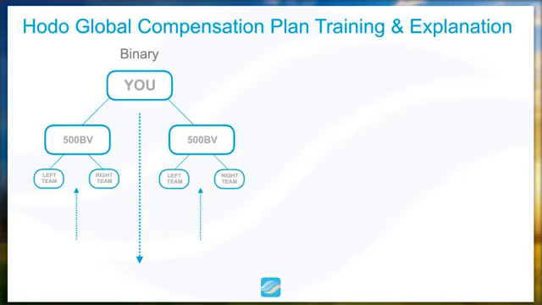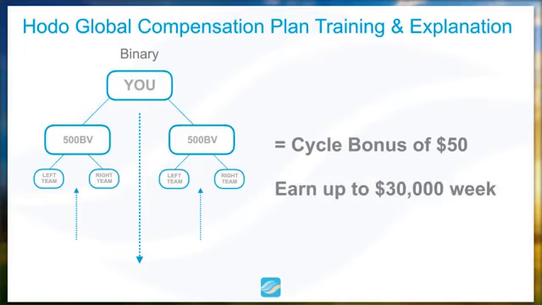Very, very simple. All the volume on your left team goes up and creates volume on the left, and the same on the right. Whenever there's 500 on the left and 500 on the right, it creates a $50 cycle bonus. It's about as simple as it gets when it comes to explaining a compensation plan. And you can earn up to $30,000 a week, as I've already mentioned. Okay.